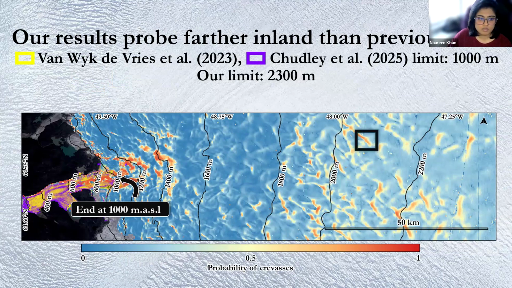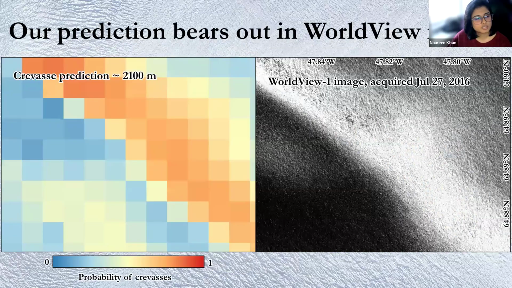And then let me show another area here. It's about 2,100 meter elevation over here. Left side again is showing the crevasse prediction from the regression method. And on the right side, we have this wonderful WorldView image from July 27th, 2016. There are these very fine lines of crevasses. It's very hard to see in this image, but there are very fine lines of crevasses here.